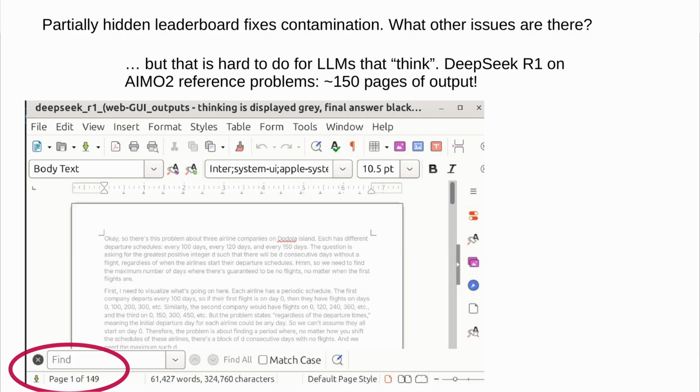Well, assessing a language model so that you can assign an error label works for the normal language models. But now, since essentially January, we have language models that think, ever since DeepSeek R1 was released. And the problem with these types of language models is that their output is extremely long. So, for example, I evaluated the 10 reference problems on our AIMO 2 problems. And DeepSeek outputs in total almost 150 pages of output for 10 problems.